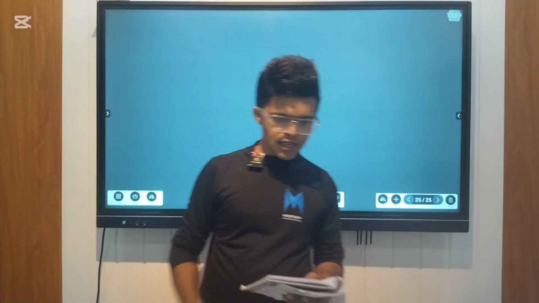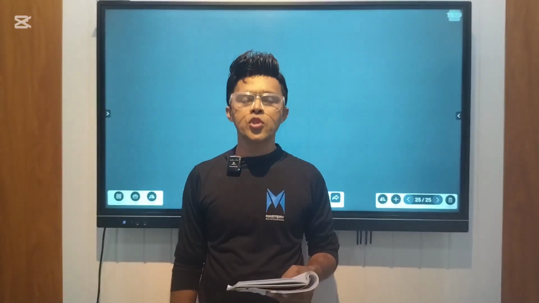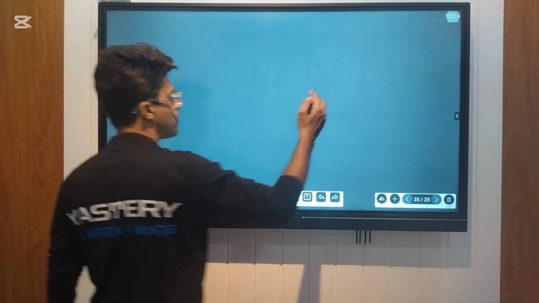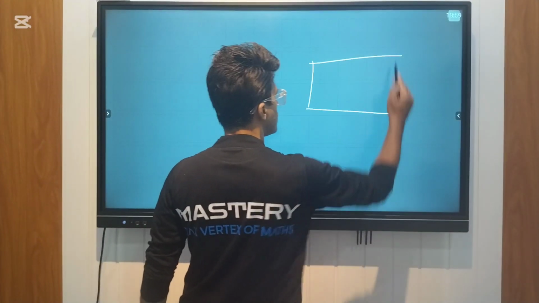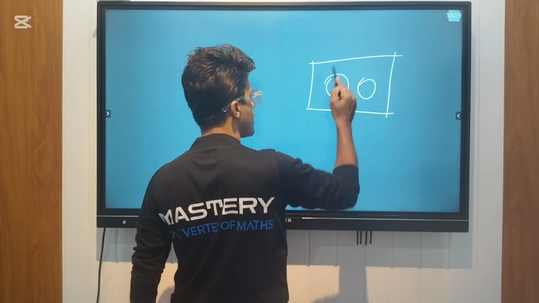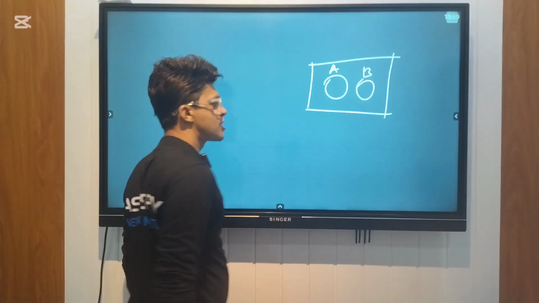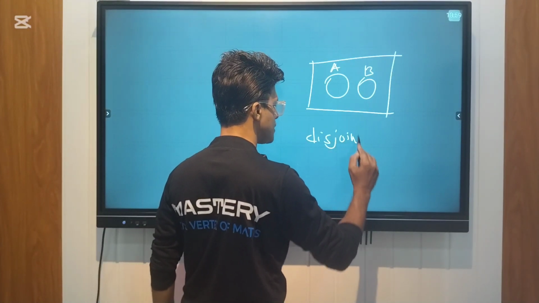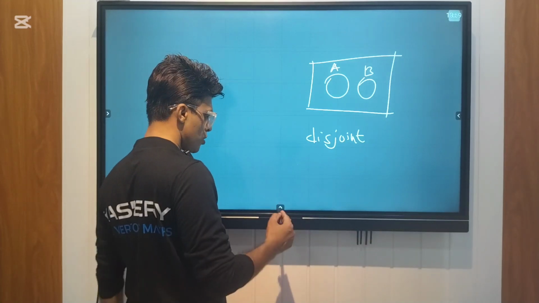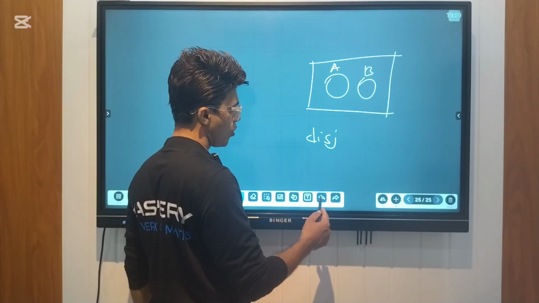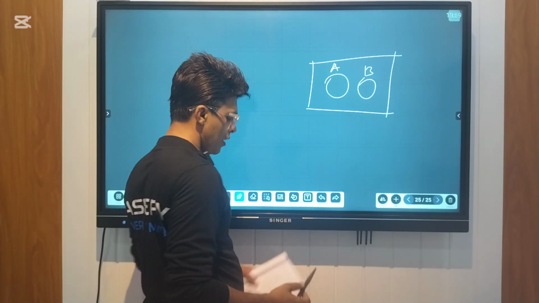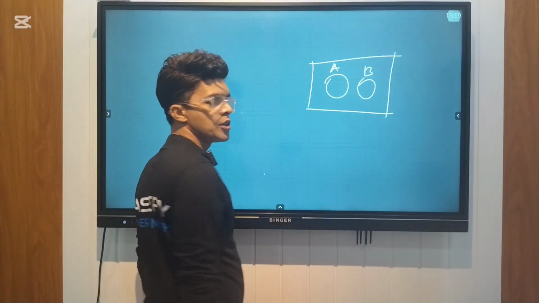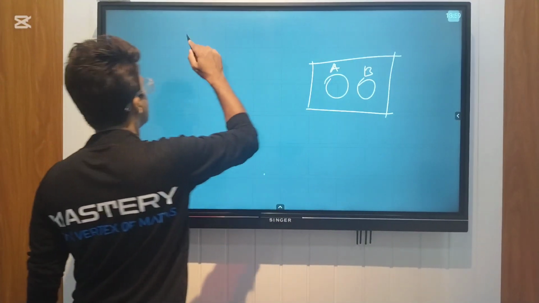And the 12th question says that A and B are mutually exclusive events. Well, what are mutually exclusive events? Mutually exclusive events, these two are mutually exclusive events, right? In other words, disjoint sets. When it comes to mutually exclusive events, there is another relation you need to know, right? What is that relation?